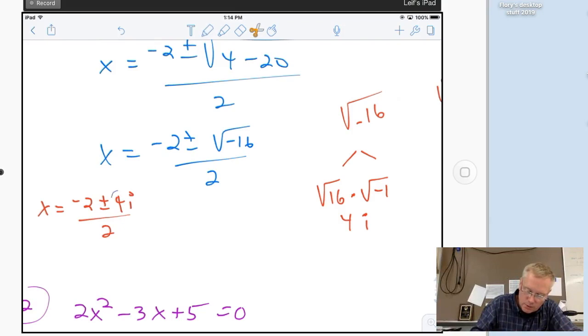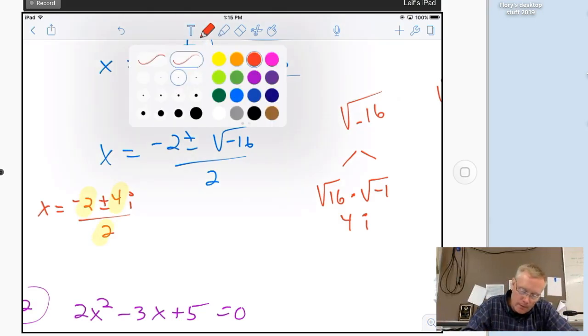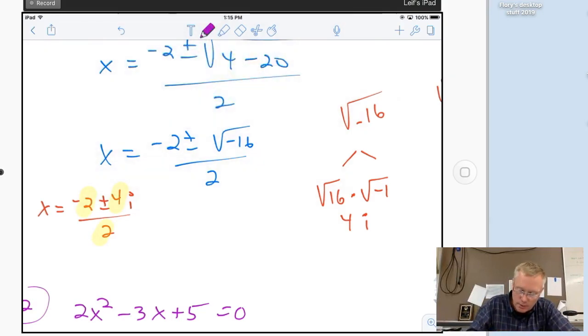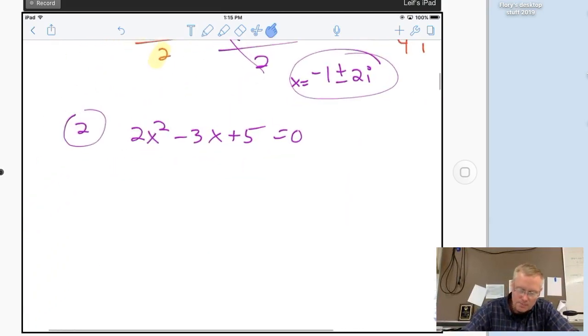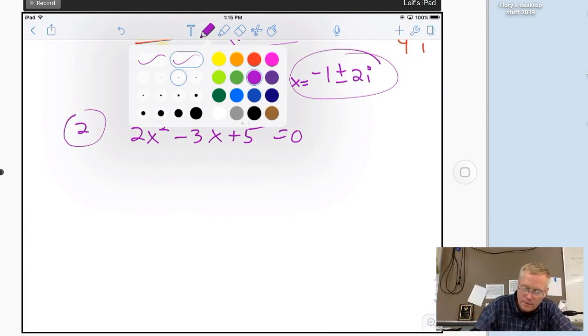Now this can also be reduced because all three of these numbers, the coefficients, are divisible by 2. There's a couple of ways you could look at it. If I pulled out a 2 here, I would get negative 1 plus or minus 2i over 2, and then those cancel. That's one way to think about it. Or you can just divide all three of those things by 2. Either way, you get negative 1 plus or minus 2i, and that's what x equals. There's the first one.